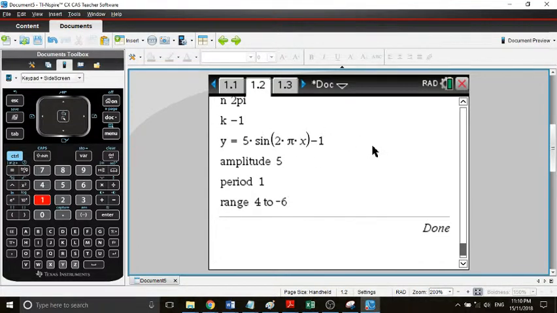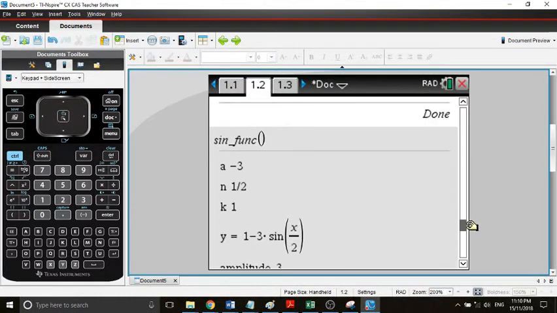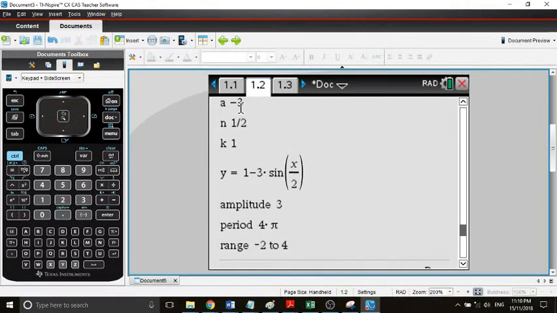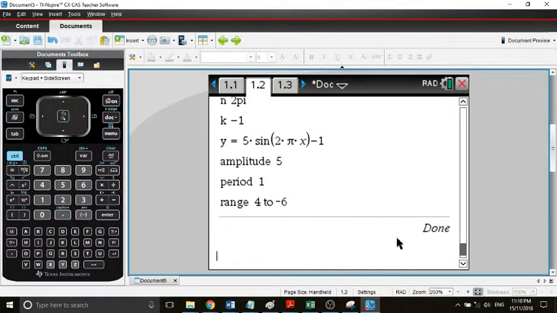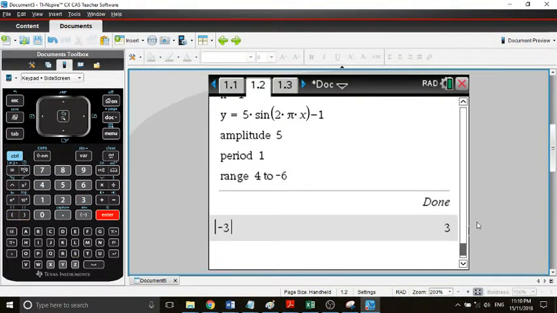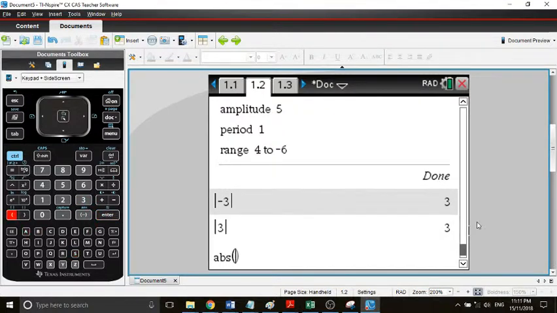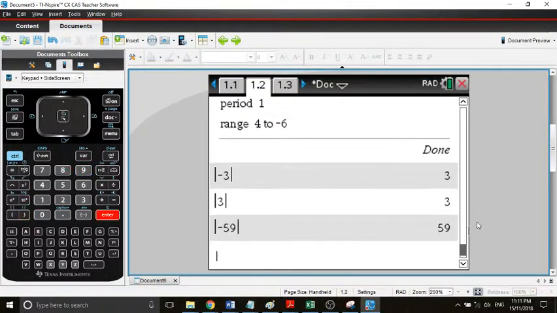Now, what you may have issues with is this amplitude. Like I said, it's an absolute value. So if we have a look up a little bit, here where the a value was -3, it still gave us a positive answer. For that, what you need to use is your absolute value. So if you say abs -3, it just gives you 3. Abs of 3 gives you 3, but if you do abs of -59, it just gives you 59. You've got to take advantage of that function.